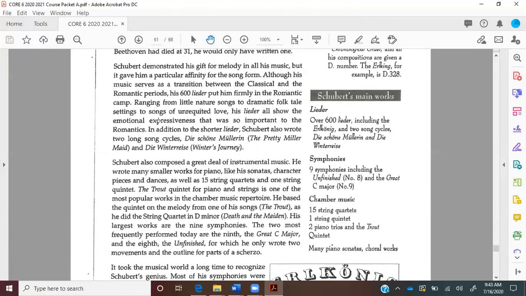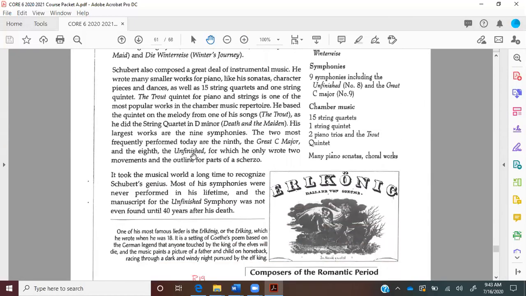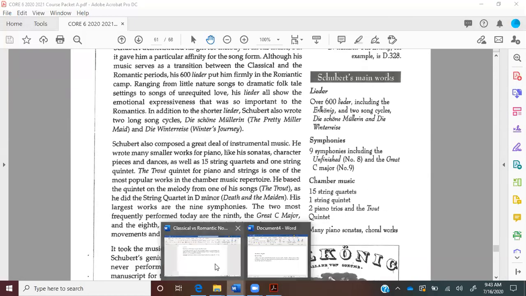That means love. That means like when you love somebody and they don't love you back. A lot of songs about that. His lieder all show the emotional expressiveness that was so important to the Romantics. In addition to the shorter lieder, Schubert also wrote 2 large song cycles, Die schöne Müllerin and Die Winterreise. I've actually sung Die Winterreise, and it's great. I mean, they're huge song cycles. Song cycles have like 10, 20 songs in them. Okay, we should probably write a little bit about that.